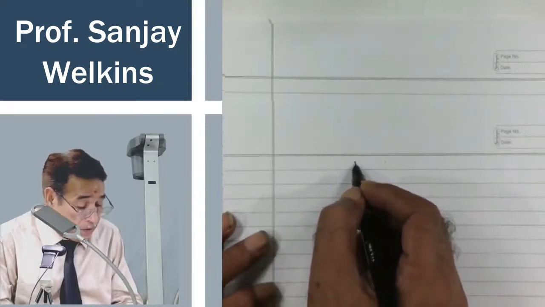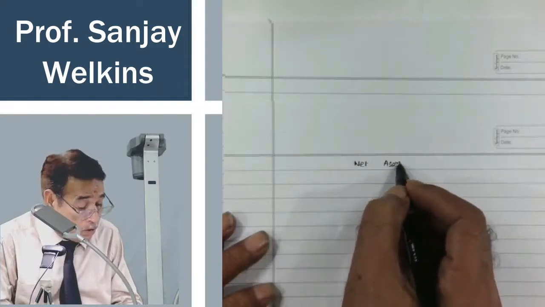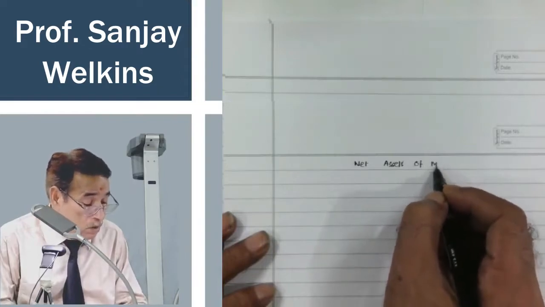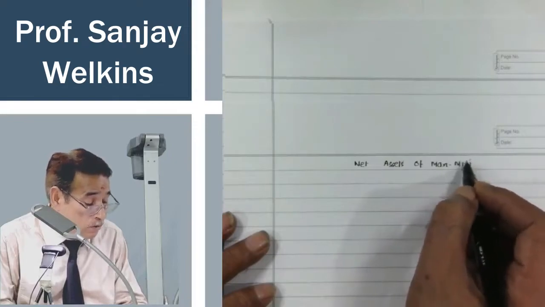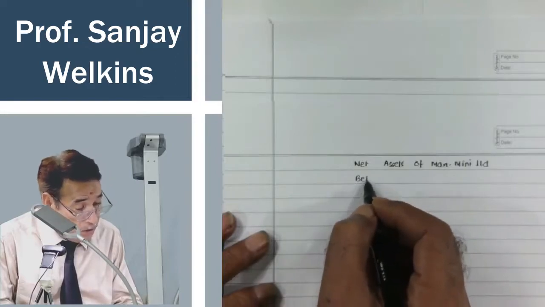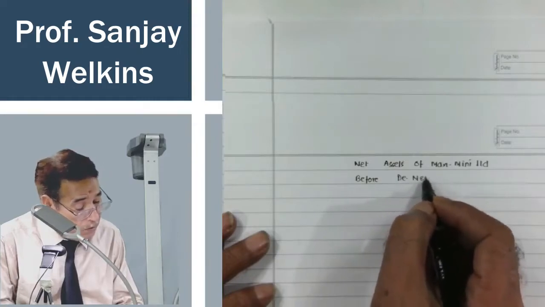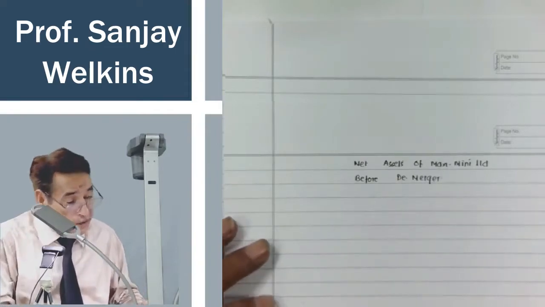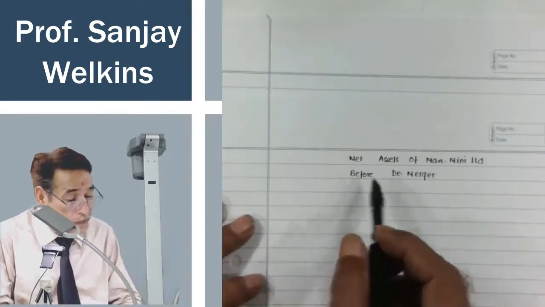net assets of Maximini Limited before merger? What am I asking? Before demerger or merger, whatever you may call it. So before this arrangement, if I ask you what was the amount of their assets and liability, that will give me net assets.